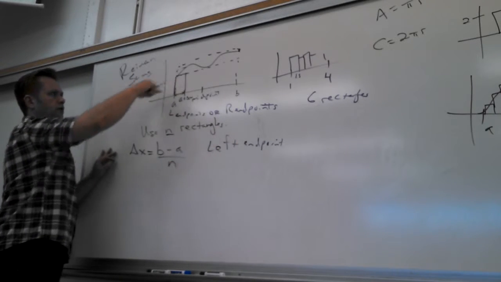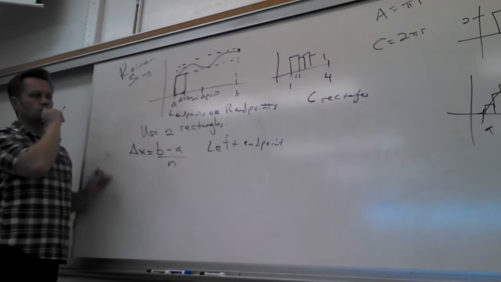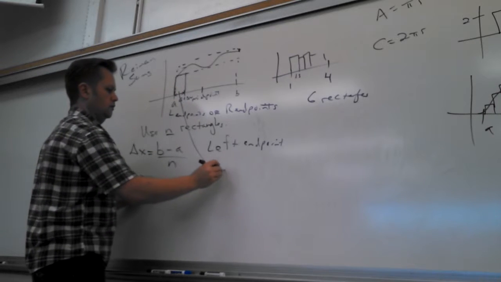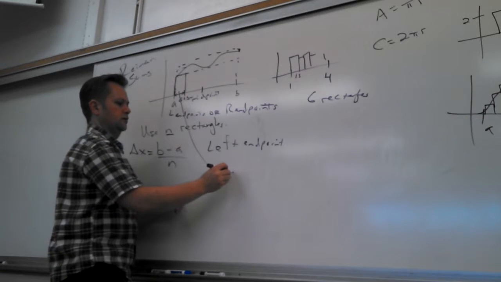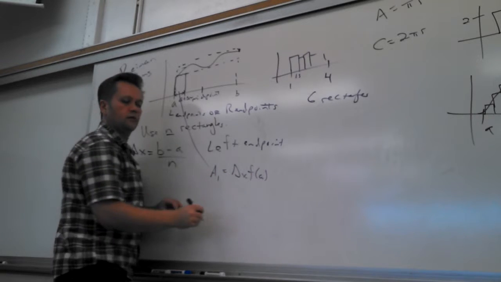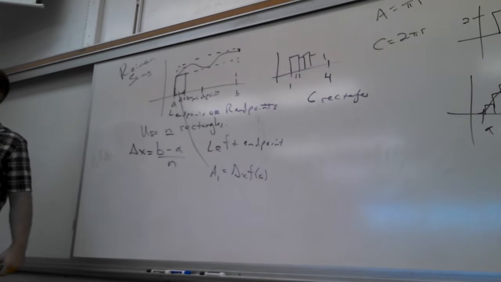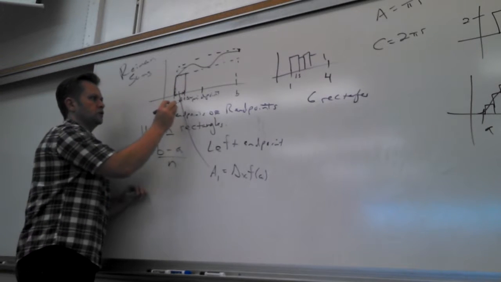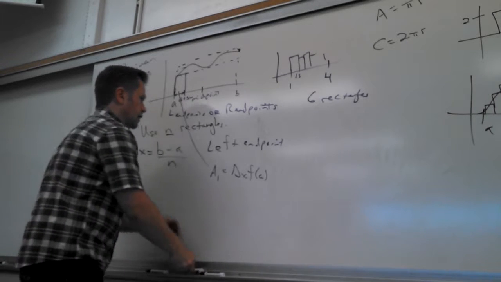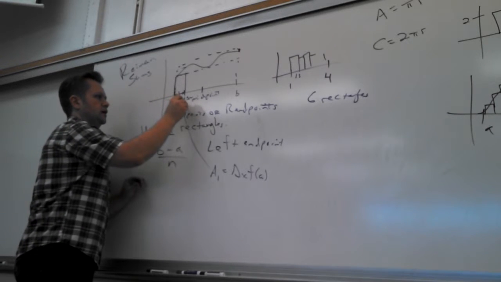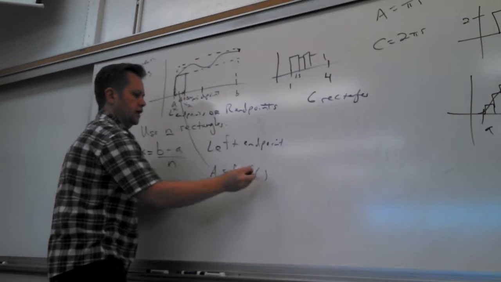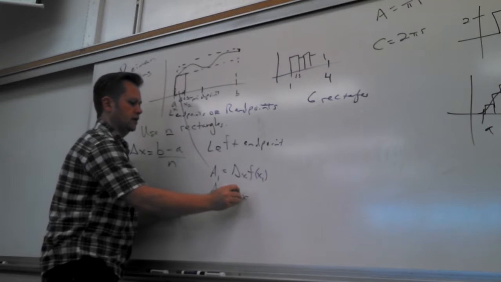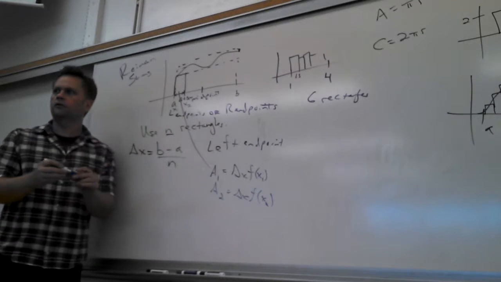What's the area of this rectangle then? Delta x times f of a. So we'll call this A1. Let me be a little more specific here. Let me call this x1, and here's x2. So this will actually be delta x times f of x1. What's the next rectangle's area going to be? Delta x times f of x2.